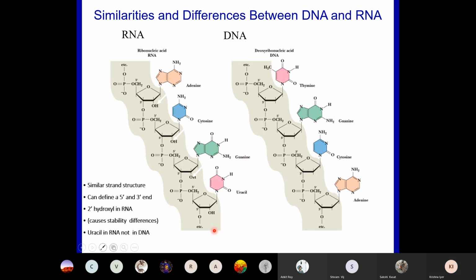Everyone comfortable with these aspects of DNA versus RNA? Yes, sir.